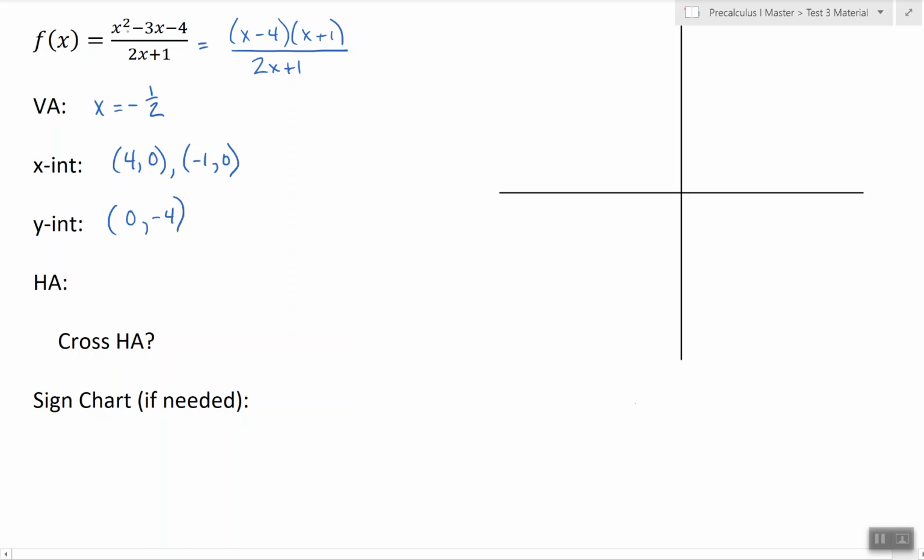And horizontal asymptote, these are not of the same degree, so we have to put in a missing term here of 0x squared and then divide the coefficients. So 1 divided by 0 is undefined, and that means that we do not have a horizontal asymptote. So we're not going to answer the question about crossing the horizontal asymptote either. What we will have is a slant asymptote.